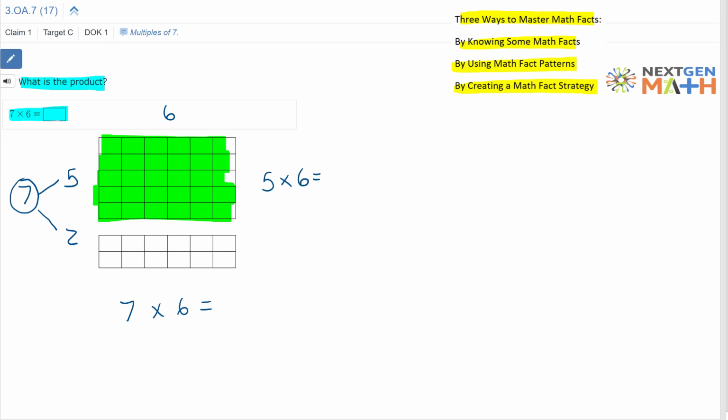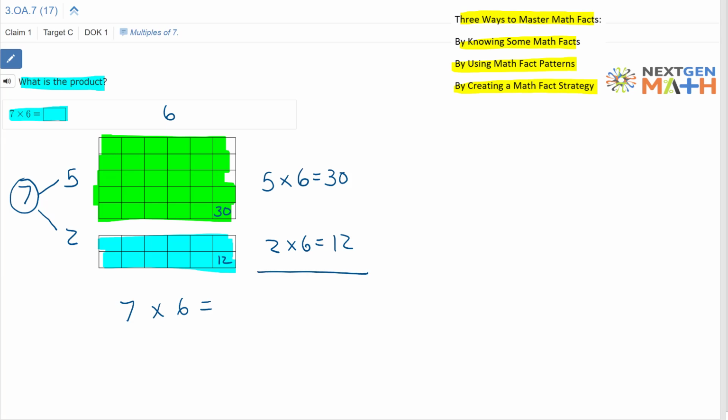And 5 rows of 6, if we were to count all those squares, that'd be equal to 30. But we know our fact of 5 times 6 is equal to 30. That's why we split it into 5s. So the next one that we're going to focus on is 2. 2 times 6, or 2 rows of 6. So if we have 2 rows of 6, that's 2 times 6, and we know that equals 12 on that 2 by 6 array.